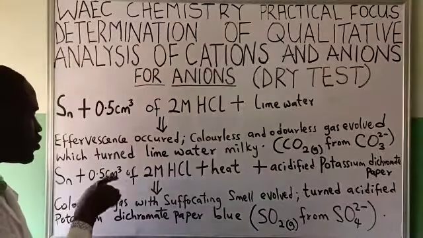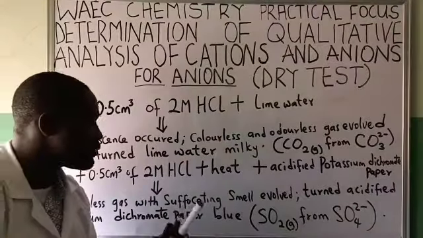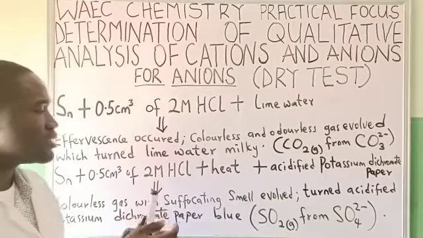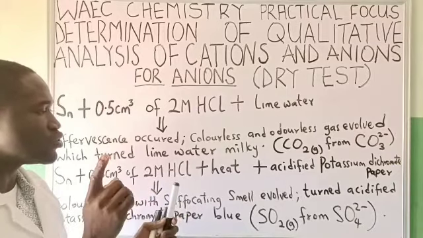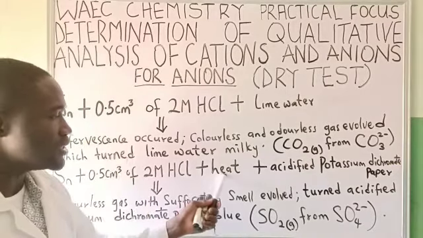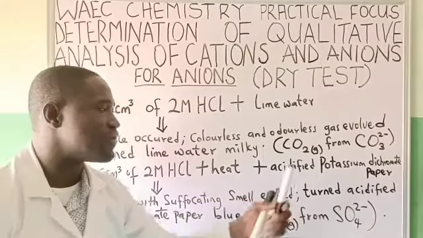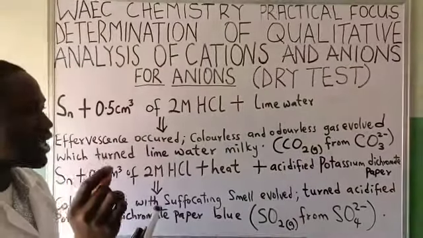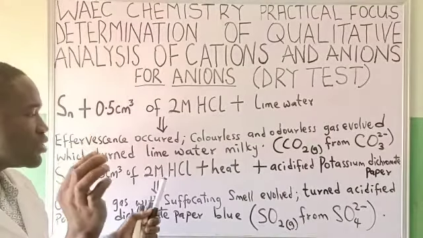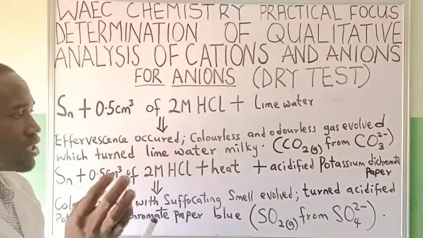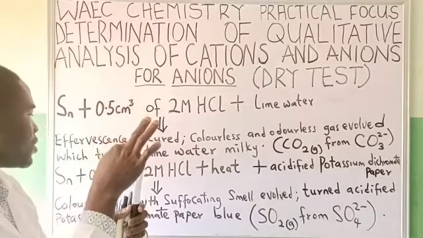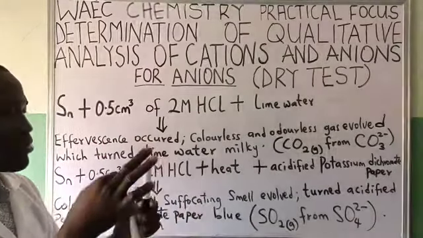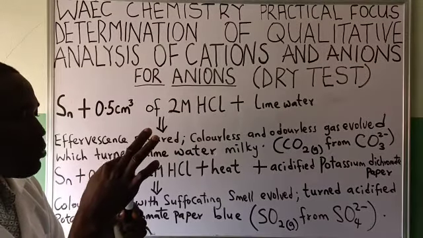Okay, same thing goes to this. Get a dry sample, a dry salt sample, add few drops of 2 molar HCl. As you are adding it, gas will be evolving, but for you to notice that gas well, heat it, then add acidified potassium dichromate paper. That is, bring a potassium dichromate paper, acidify it by touching it with HCl, then bring it close to the content in the test tube that you are heating. Bring it close to it on the top of the test tube.